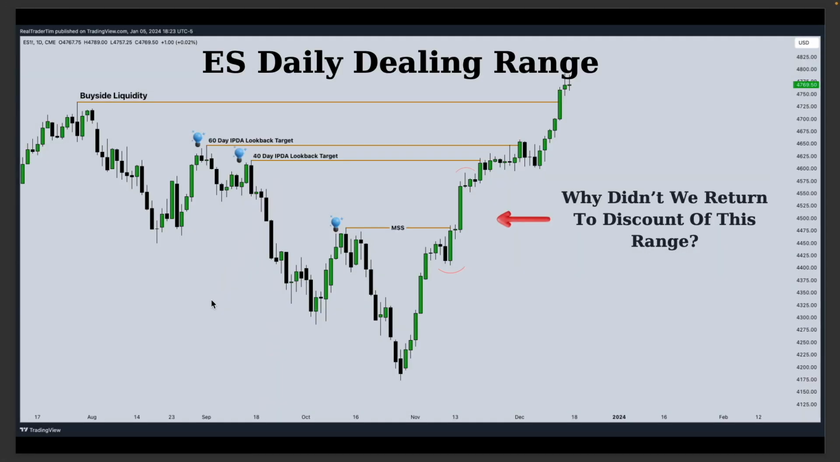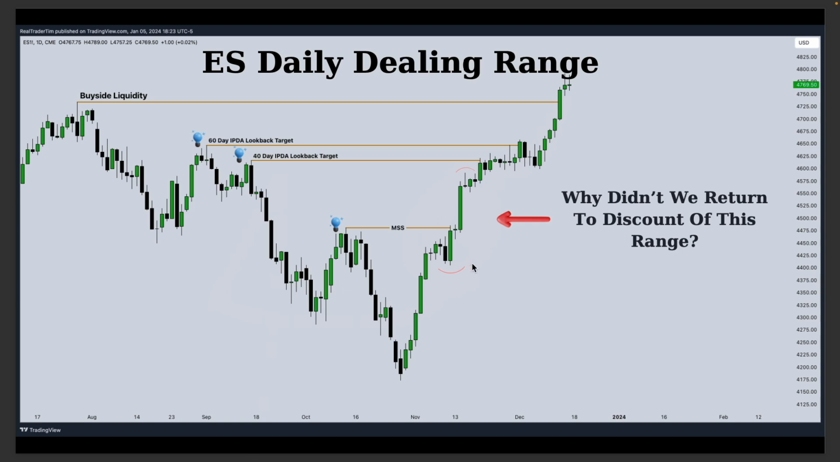So before we get down to the 4-hour and the 1-hour to look at what was occurring, we can see here that we did in fact create a swing low and this swing high. Before this continuation to the upside here, when this swing high was formed, why didn't we return to a discount here? If we were waiting for this return to discount, we would have missed the move if we were only looking at the daily chart.